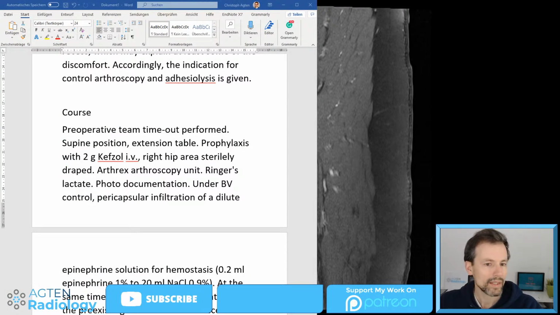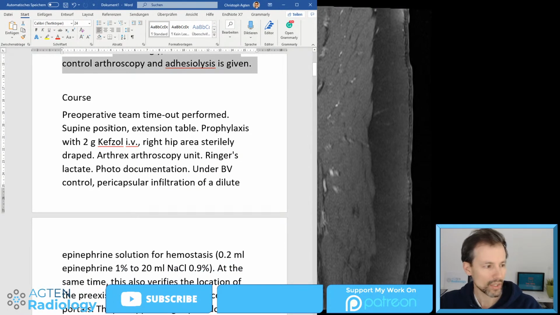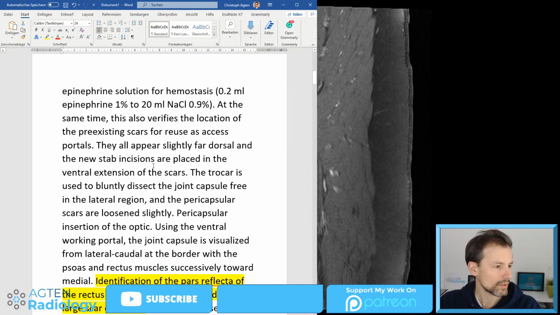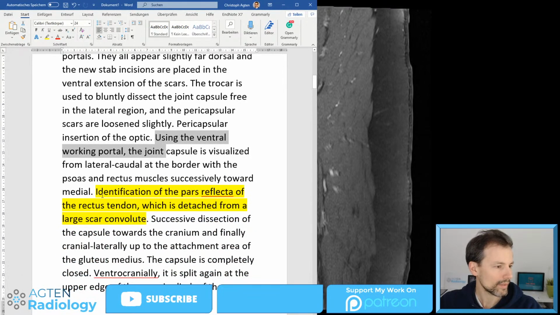So going back now maybe to the surgical note first. So what did the surgeon actually do? So they gave some antibiotics, then they went in. And so let me just see it. You can obviously read it. So they went in, and the portal, so okay. So they identified the pars reflecta of the rectus femoris tendon.